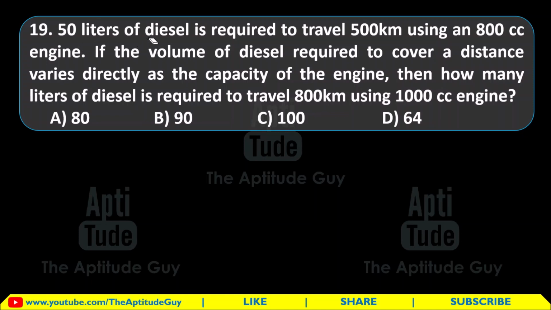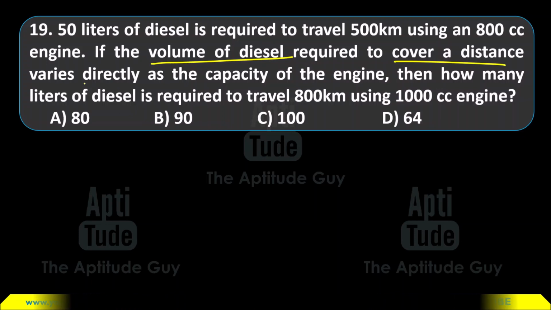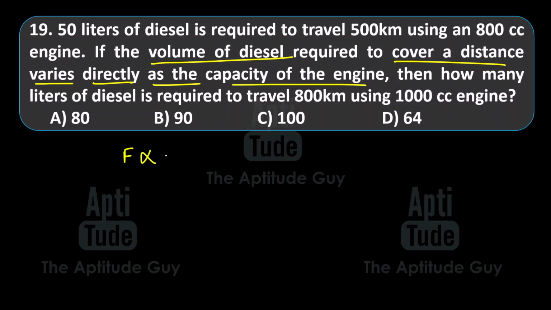Okay, 50 liters of diesel is required to travel 500 kilometers using 800 cc. Volume of diesel required to cover a distance varies directly as the capacity of the engine. So we have the fuel, which is directly proportional to the distance, obviously, because more distance, more fuel, and it is also directly proportional to the capacity of the engine. Let's see. This means F1 by F2 equals D1 by D2 into C1 by C2.